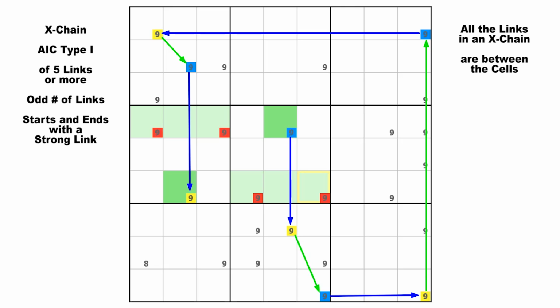And don't forget, an X chain is reversible. This means you can start on either end and it will lead you to the exact same conclusion that at least one of those endpoints must be true. Got it? All right, let's take a look at some real examples in some real puzzles.